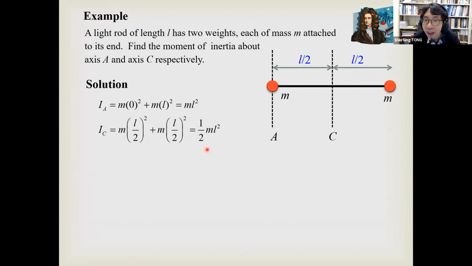Okay. Is it easier to rotate the object about axis A or C? Do you know the answer? It's more difficult to rotate about A, right? Because about the axis A has a larger moment of inertia. That means if you want to set the object in rotation, you need a larger torque, okay, to produce the same acceleration on it.